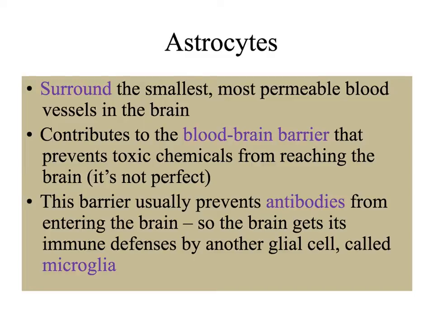The first type of glial cell is an astrocyte. These are found in the brain. They surround the smallest, most permeable blood vessels in the brain. They contribute to the blood-brain barrier. That is a barrier that prevents toxic chemicals from reaching the brain.